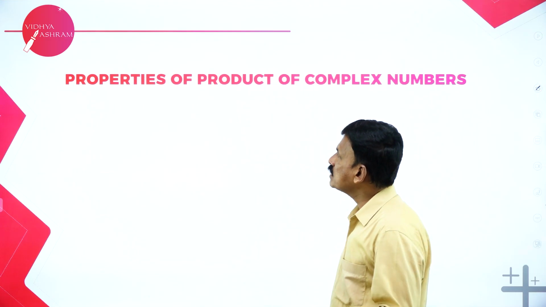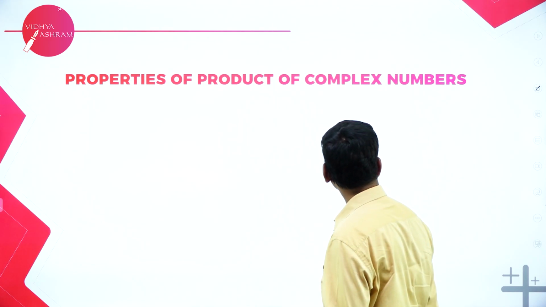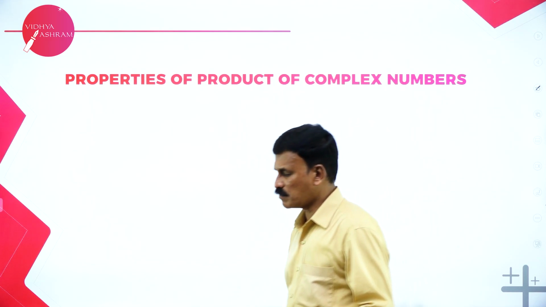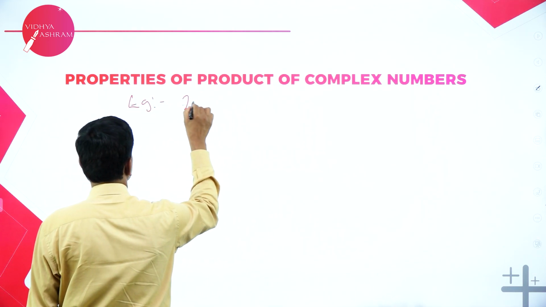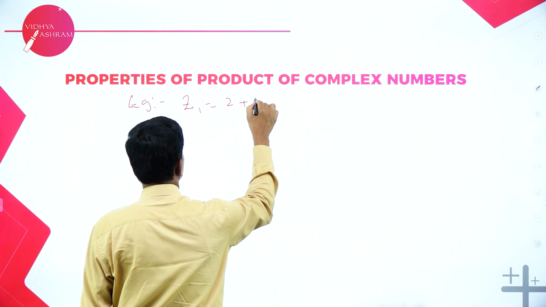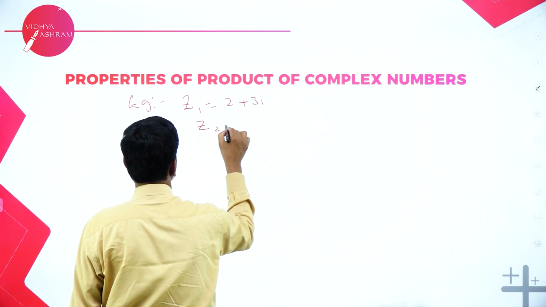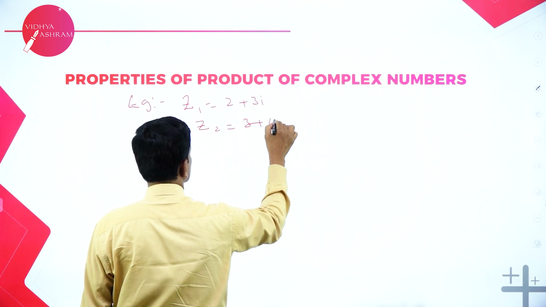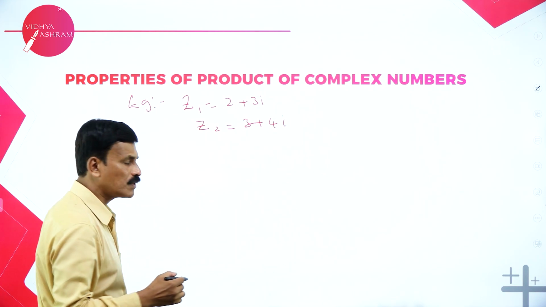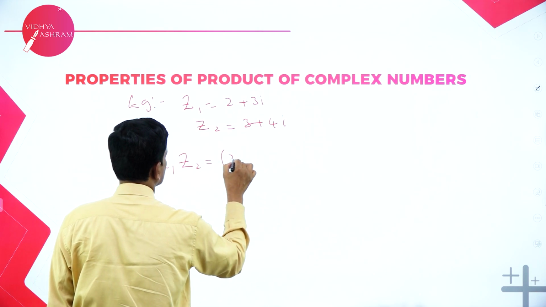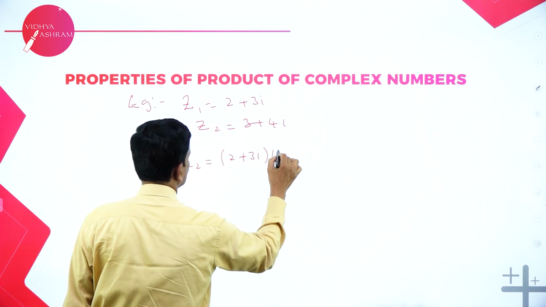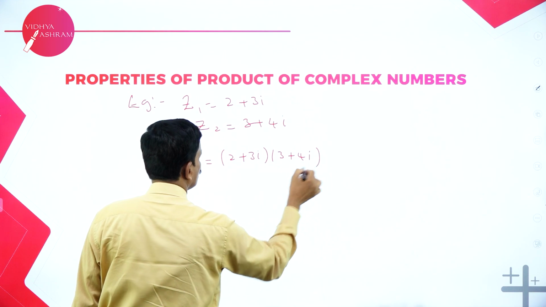Now next one is properties of the product of complex numbers. Let us take an example for this. For example, let us take Z1 is equal to 2 plus 3i and Z2 is equal to 3 plus 4i, or any two complex numbers. If you multiply Z1 into Z2, what is Z1? 2 plus 3i into Z2, which is 3 plus 4i.